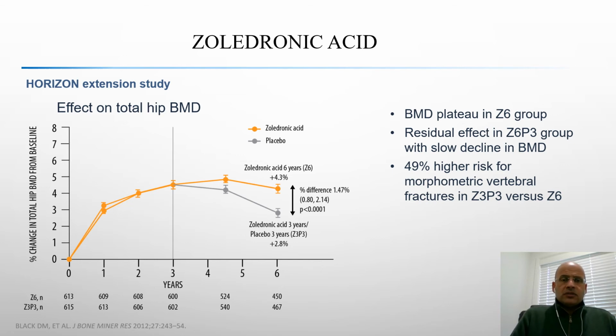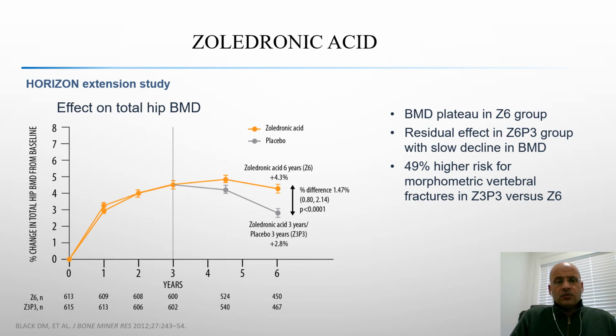We'll move on to zoledronic acid. Now, we used to give it for 3 years. This is the Z6 trial, which showed ongoing benefit with the orange arm with respect to BMD at 6 years' time, and a significant drop in the BMD if you were to stop the drug at 3 years' time. There was almost 50% risk of morphometric silent vertebral fractures in the group that stopped the drug after 3 years. Now, this is an old study.